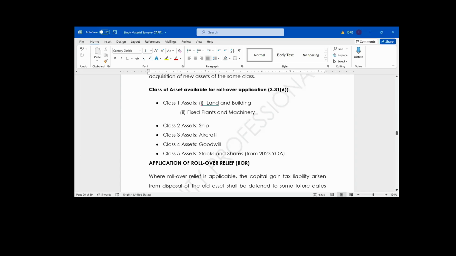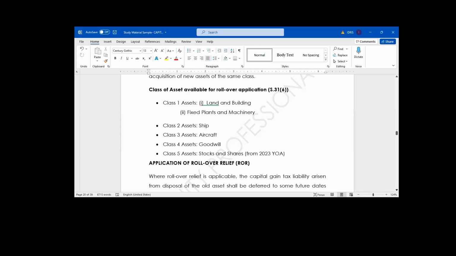Aircraft is the class 3 of the assets for which rollover relief is granted, while class 4 is called goodwill. Class 4 is called what? Goodwill. And class 5 of the assets for which rollover relief is granted is stock and shares.